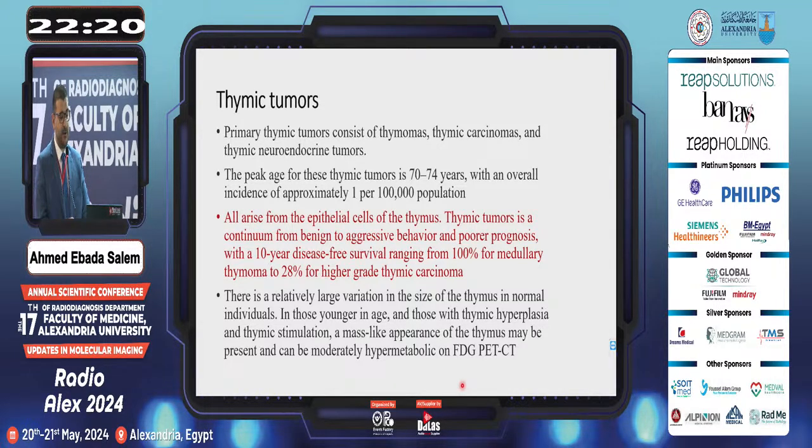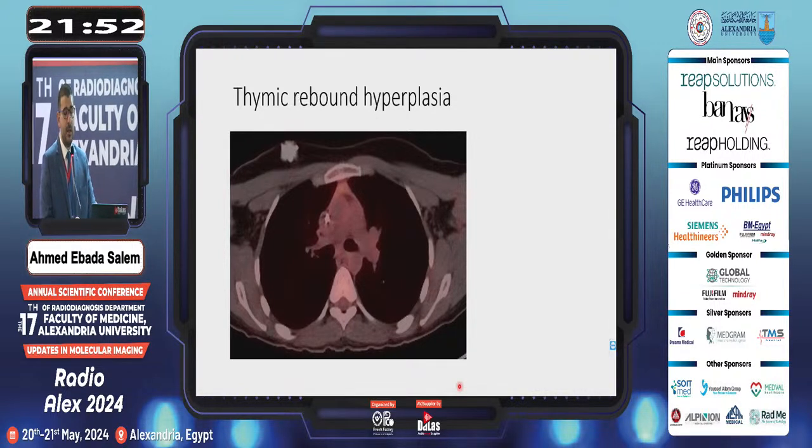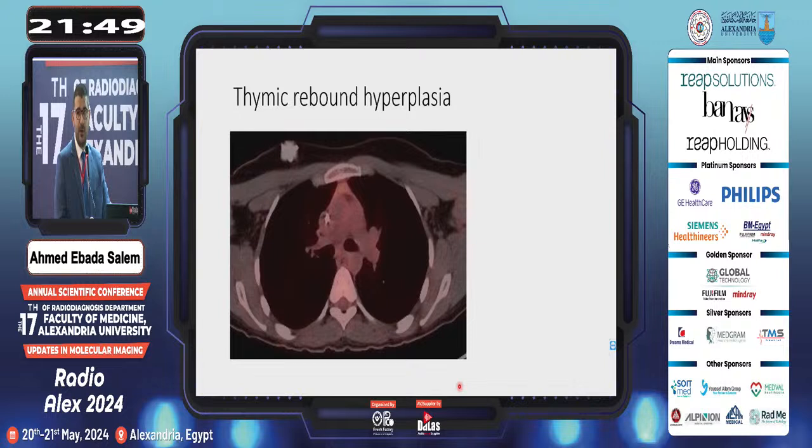The thymic tumor, as we said, is a wide range of disease. Thymic rebound hyperplasias are considered to be a normal variant in young patients who received chemotherapy, or even in young adolescents or kids. While thymic carcinomas are considered to be the most aggressive part of the spectrum. So thymic rebound hyperplasia can be hypermetabolic on PET-CT. The clue is it's usually lobulated, triangular in shape, and usually there is a history of recent chemotherapy, or it can even be a normal physiologic finding in young adolescents.